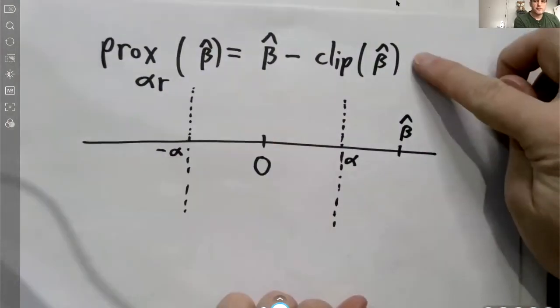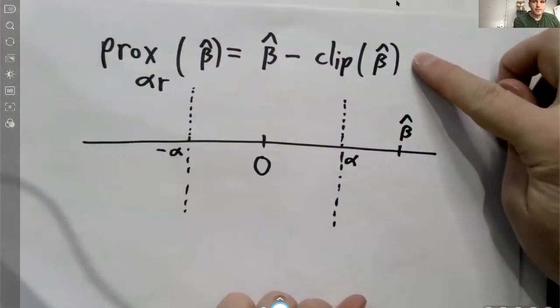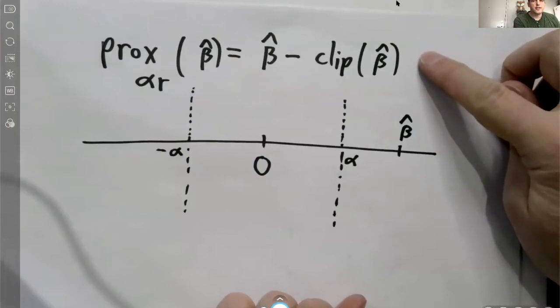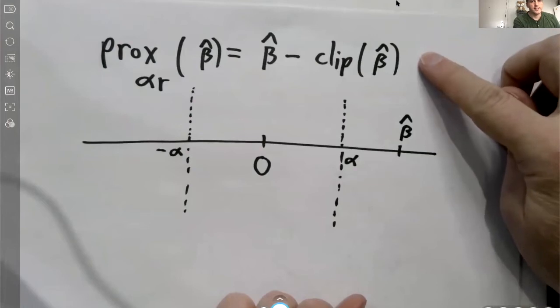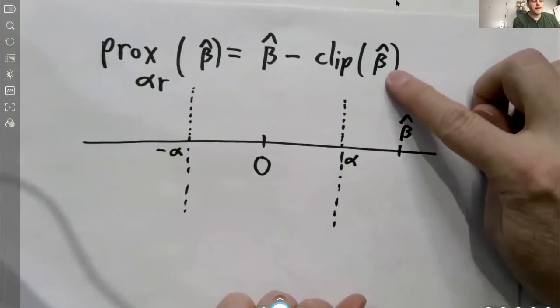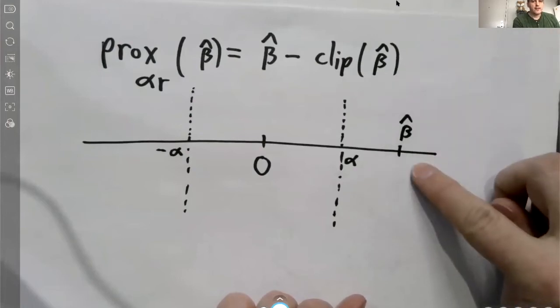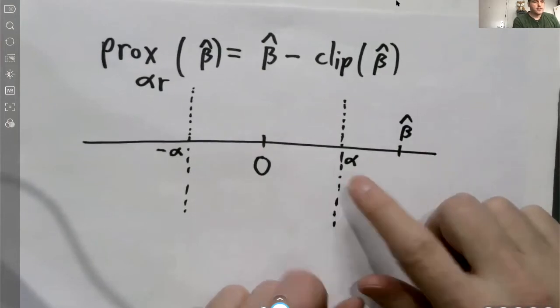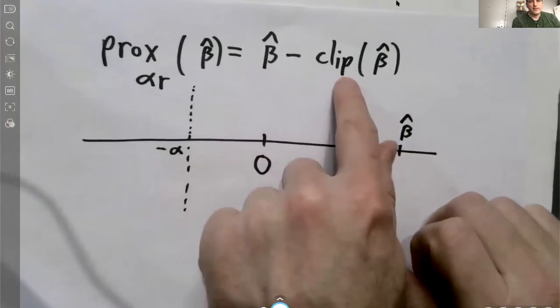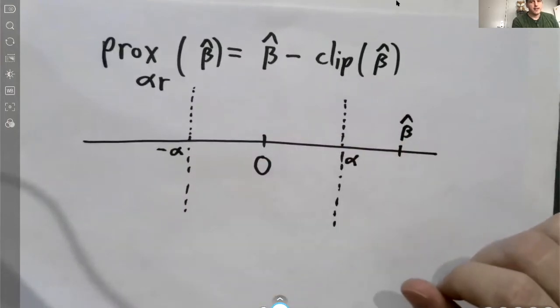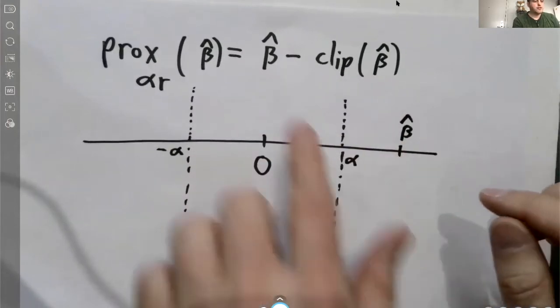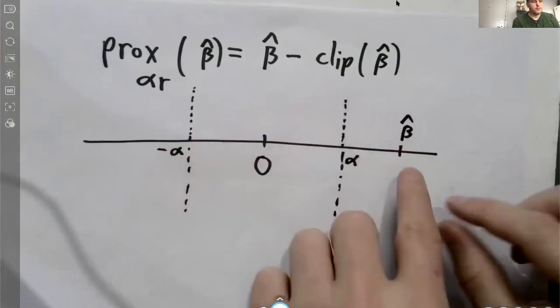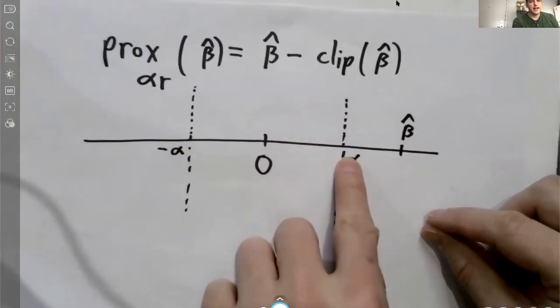So let's think about what this formula is doing visually, and we can recognize that this formula is doing exactly the same thing that the proximal operator of the absolute value function does. So what happens if beta hat is greater than alpha? Then when we clip beta hat, we just get alpha. So this becomes beta hat minus alpha. And that's what we wanted. In that case, we're doing beta hat minus alpha. We're just moving towards the origin a distance alpha.